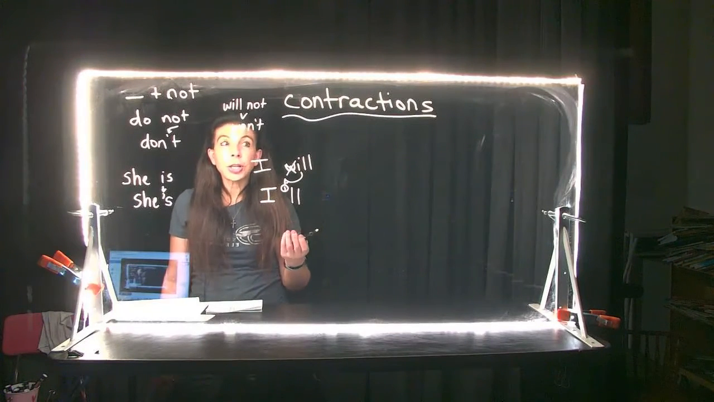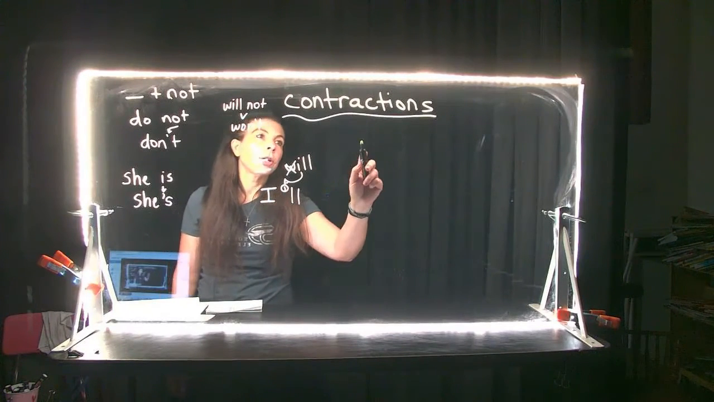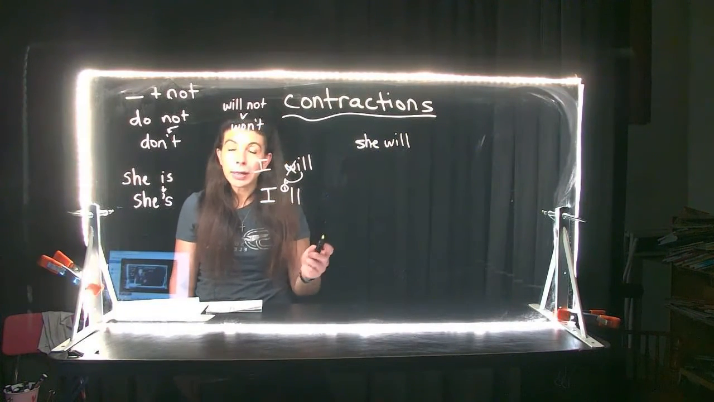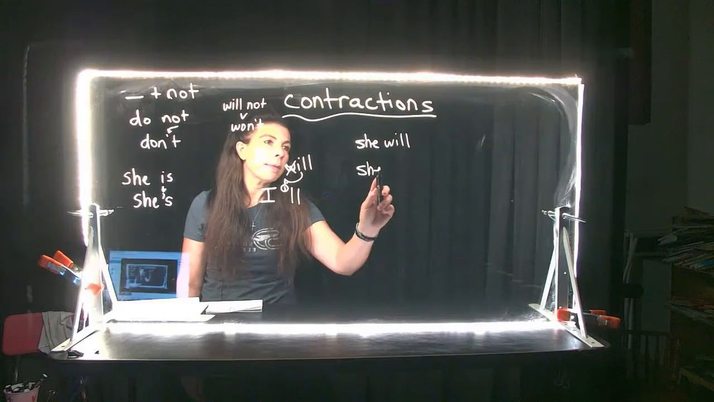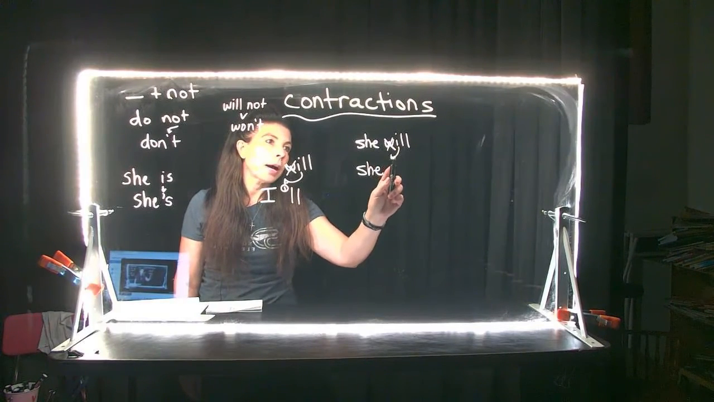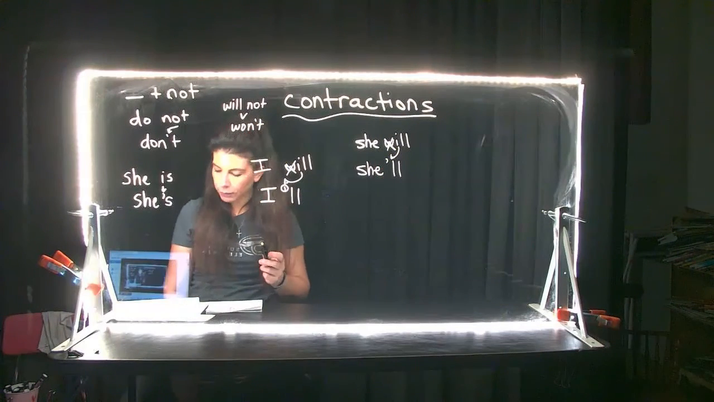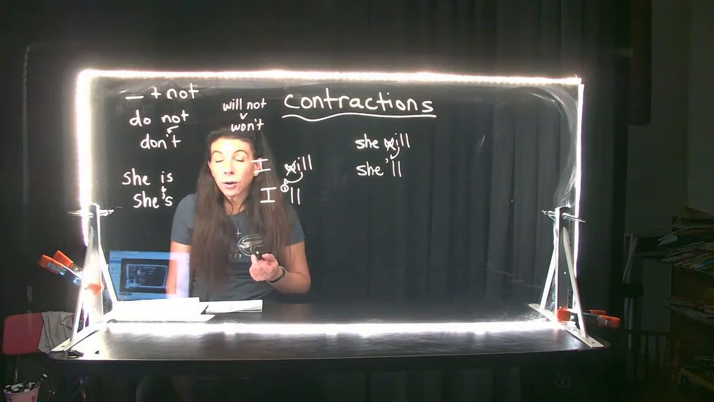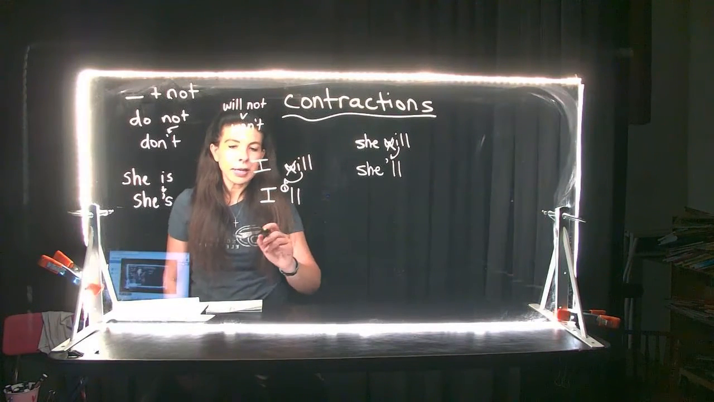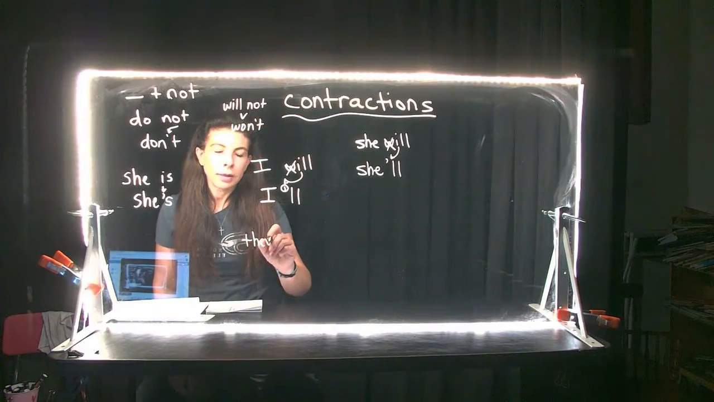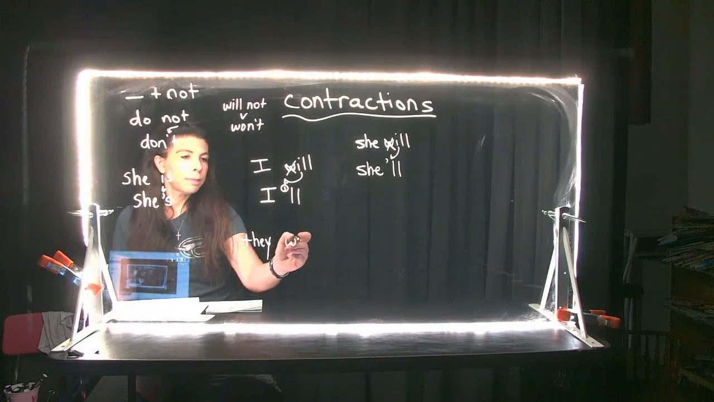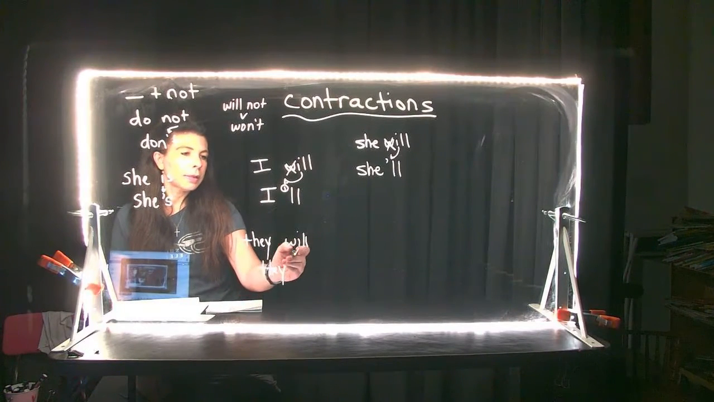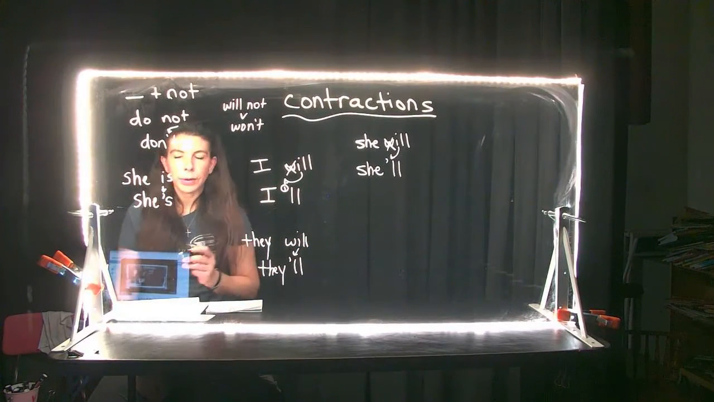So if you want to say she will be coming later, she'll be coming later. The she stays the same. You drop the W, the I becomes the apostrophe, and then you have your LL. They'll be coming after they eat. They will, they'll be coming. You keep the they. The I becomes the apostrophe, and then you have your LL.